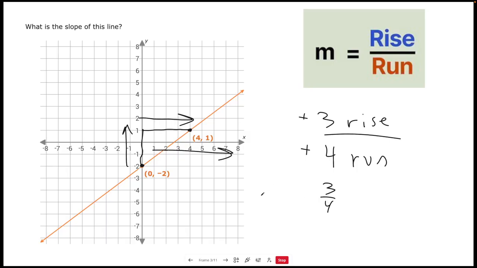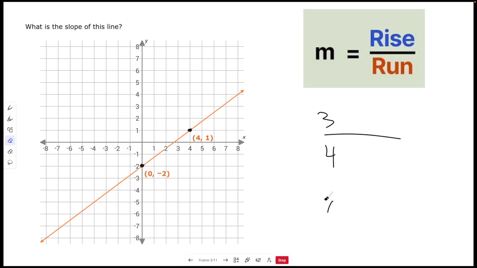Now, what if you had looked at this a little bit differently? For example, what if you said that you wanted to start from (4, 1)? So now it's 1, 2, 3, 4. And I went too far down. Let's try that again. 1, 2, 3 down. So we did a 3 fall, or 3 down. And then we went 1, 2, 3, 4 to the left.